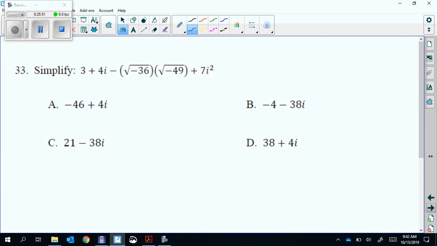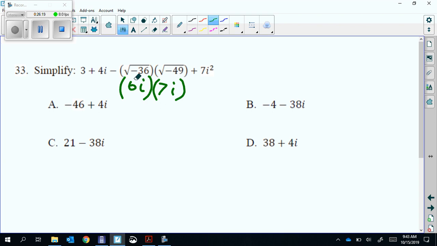Simplifying this, you could carefully type this into your calculator and it can do it all for you. But this is actually really simple to do by hand as well. Since you have a negative inside the square root, it's going to be something with an i. And square root of 36 is 6, so that's just 6i. Square root of 49 is 7, and since there's a negative, that's 7i.